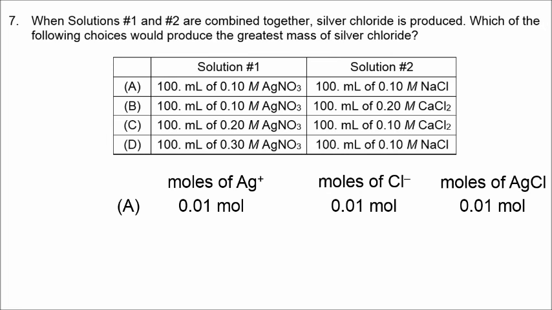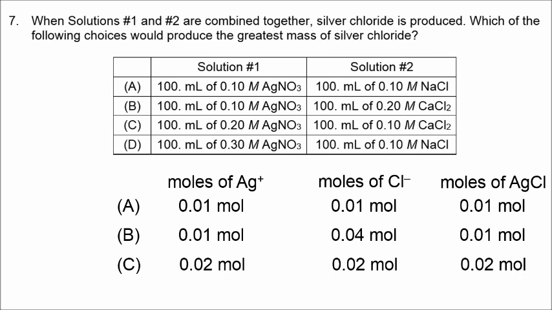In choice B, we have the same number of moles of silver, but we have 0.04 moles of chloride. This doesn't increase our yield because the silver is still the limiting reactant. For part C, we now have a greater concentration of silver nitrate. So now we have 0.02 moles of silver, and we have 0.02 moles of chloride because it's calcium chloride, so therefore we get to multiply the moles of calcium chloride by 2. So that's a greater number of moles.